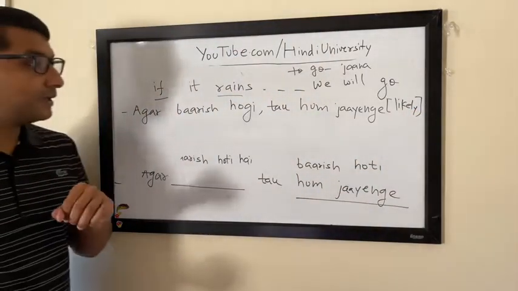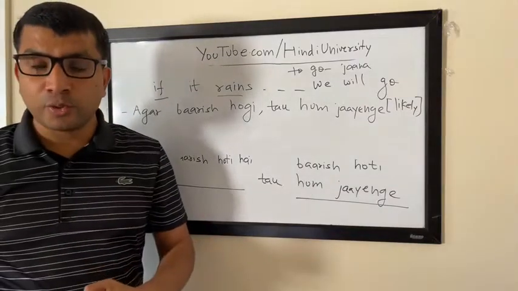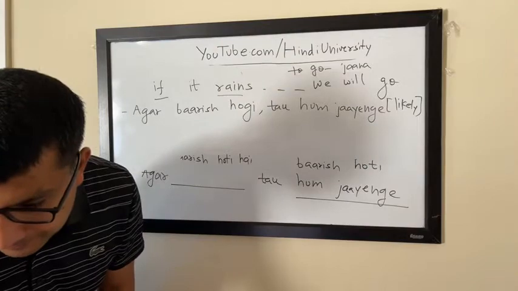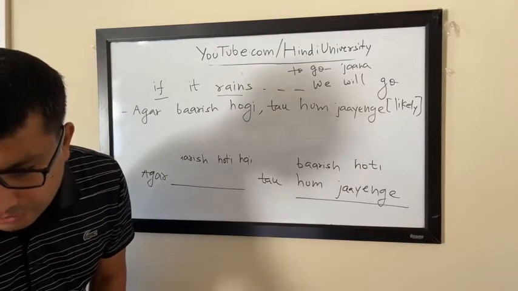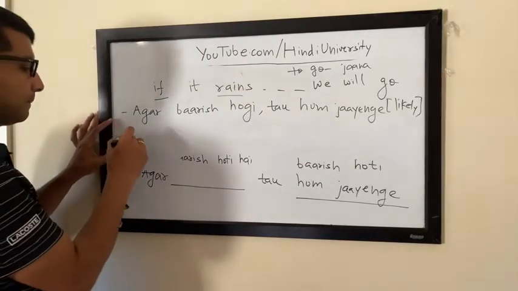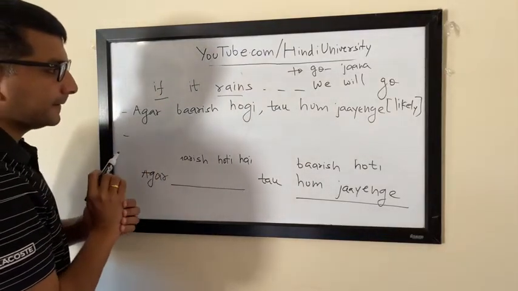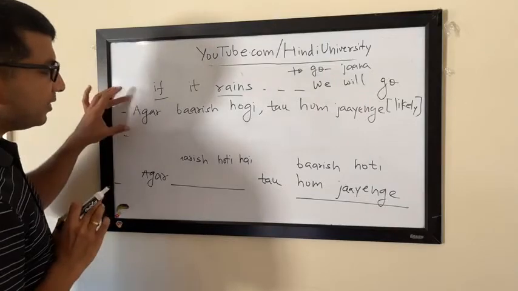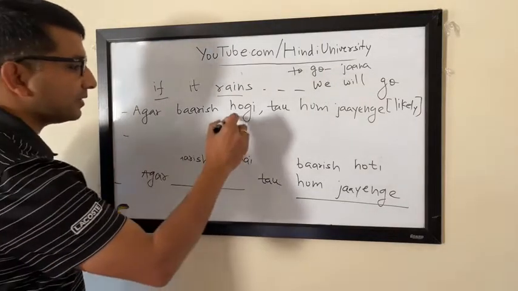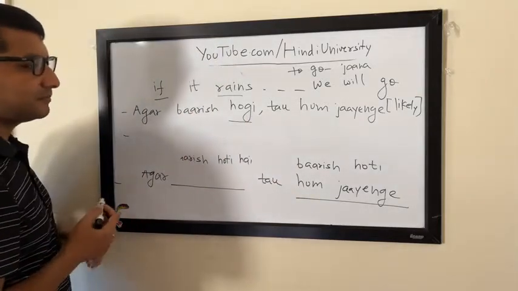Awesome. Now let's do the third scenario where you have a subjunctive. Okay, let's see. Tanya ji, you want to try it out? It's very similar to this. You just have to remove something from the first verb. That's it, this verb.